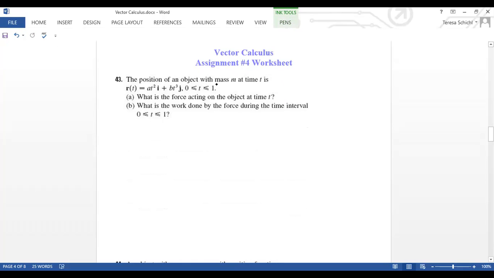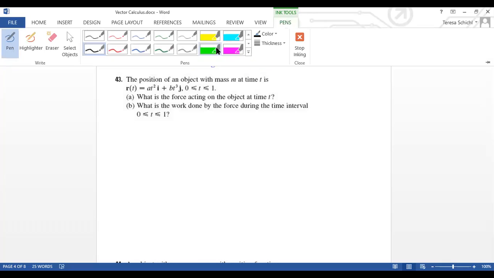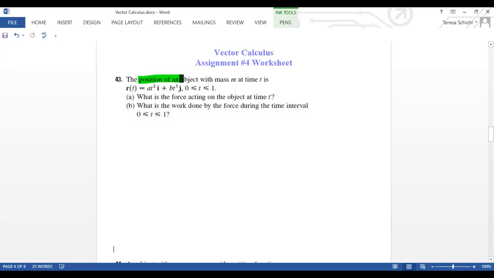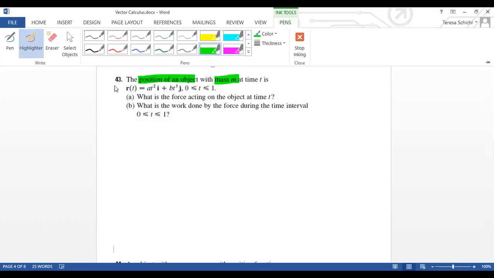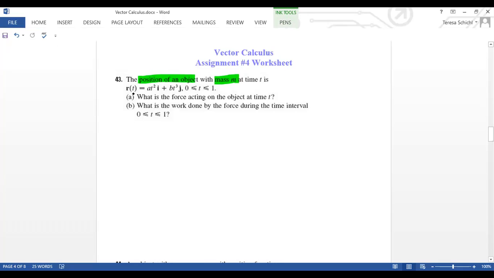Okay, so the first thing they tell me is, I have a position function of an object, and the object's mass is m. This is my position function, r(t) = at² i + bt³ j, with t from 0 to 1. I want to find the force acting on the object at time t.